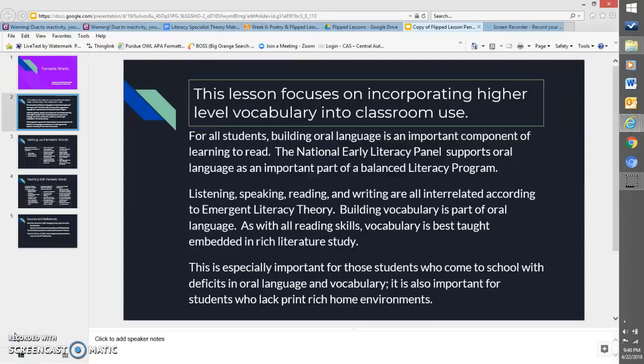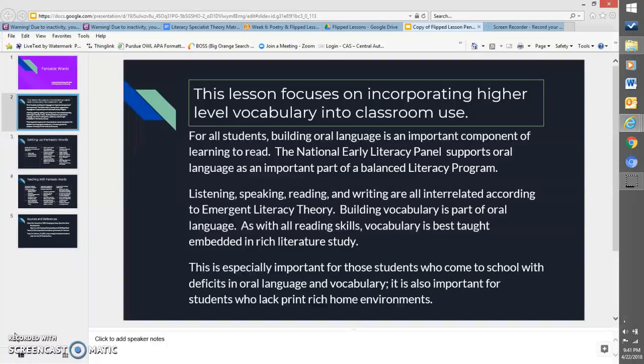For all students, building oral language is an important component of learning to read. The National Early Literacy Panel supports oral language as an important part of a balanced literacy program. Emergent literacy theory is built also on a set of beliefs regarding children's early literacy development, and one of the central tenets of this theory is that children's development in the area of listening, speaking, reading, and writing are all interrelated.